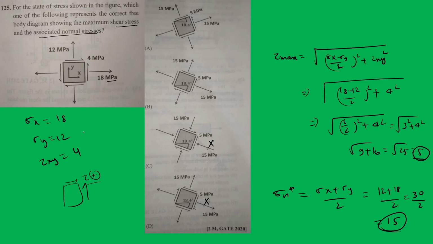Now which one should we take? If you see the angles, the angle is given by tan 2 theta equals sigma y minus sigma x by 2 tau xy. If you see, sigma y is 12, sigma x is 18.